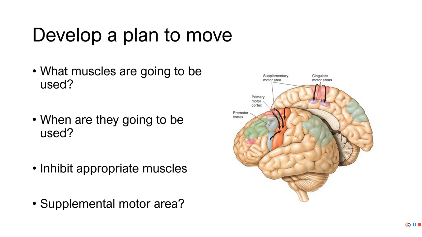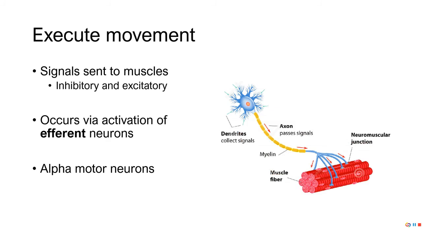Once you've come up with the plan, then you've got to activate or execute the plan. Okay, so you send signals to your muscles. These can be excitatory and inhibitory, right? So if you're going to use your quads, you want to inhibit your hamstrings. Or if you're going to use your triceps to have elbow extension, you're going to inhibit your biceps. And this occurs with the use of what are called alpha motor neurons. All right, and we'll get into that a little bit later on in this unit.